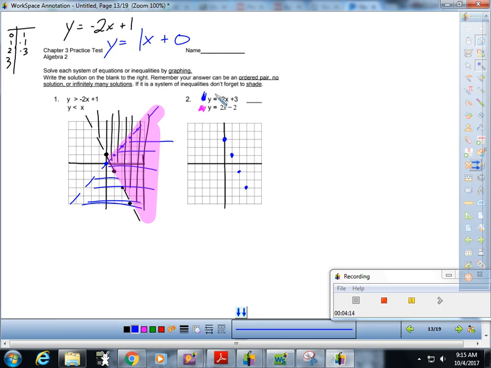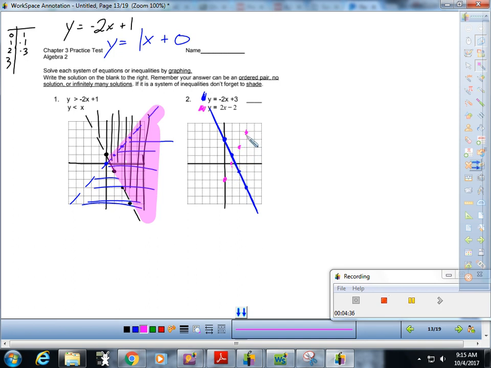Now, look, these are lines. It's an equal sign, so I just take my straight edge, and I draw a nice crisp line. Now we'll go pink. The y-intercept of pink is negative 2. The slope is positive 2.